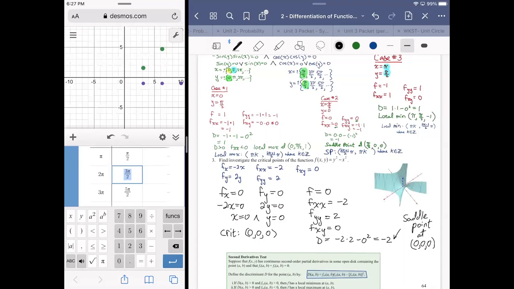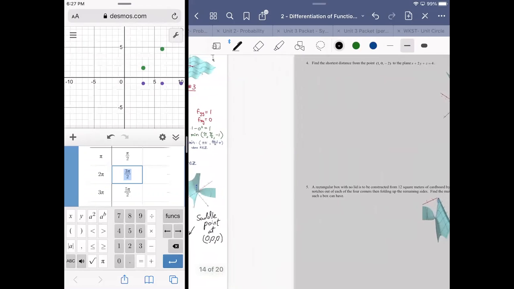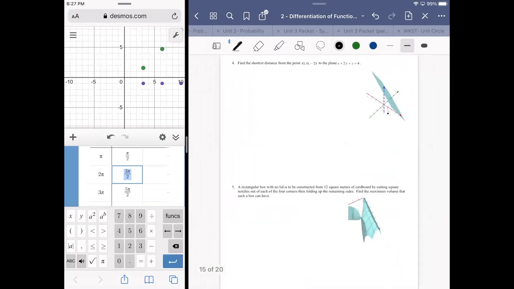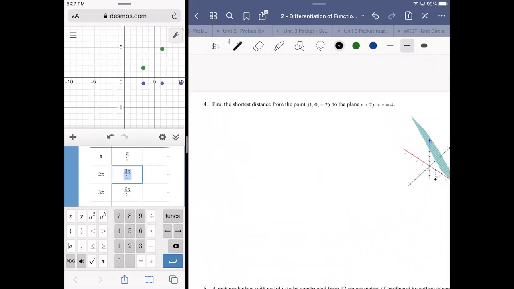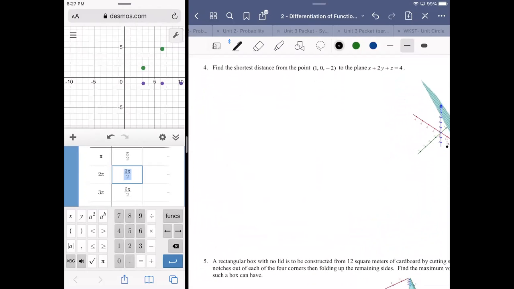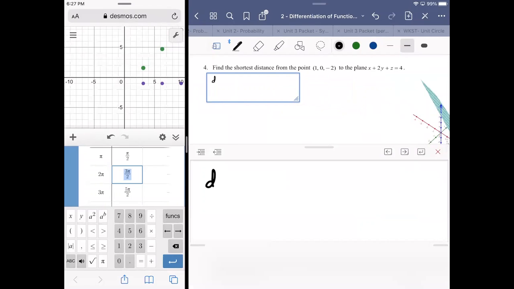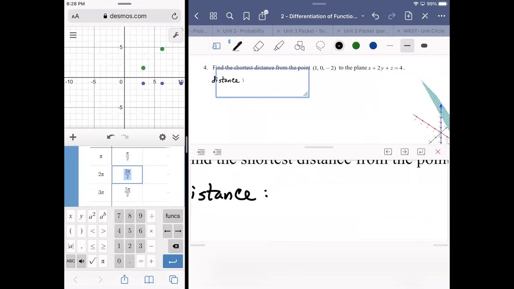All right, so moving right along, the next page. We have shortest distance. This is a fun problem. Shortest distance from the point 1, 0, negative 2 to the plane x plus 2y plus z equals 4. Okay. So what we're going to do is establish distance in three-dimensional space. We know it is the difference between the x values squared plus the difference between the y values squared plus the difference between the z values squared.